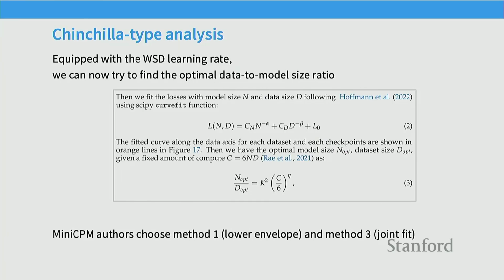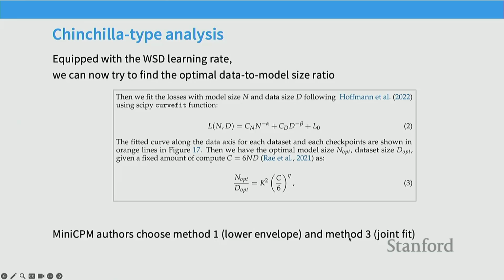We have the WSD learning rate, which allows us to essentially do one training run that lets us vary data as we go along, and then we have multiple training runs for different model sizes. That gives us all that we need to do Chinchilla analysis. And they use method 1 and method 3.